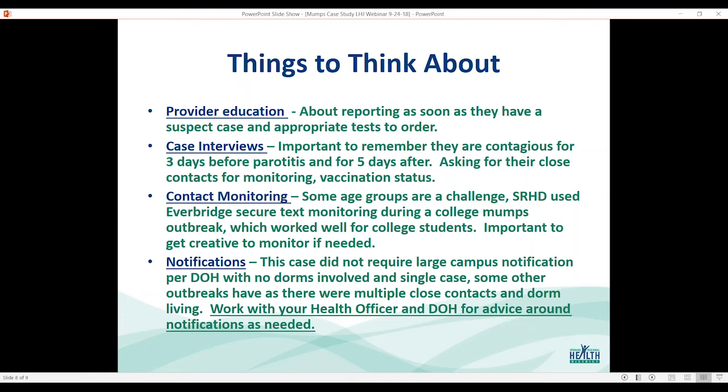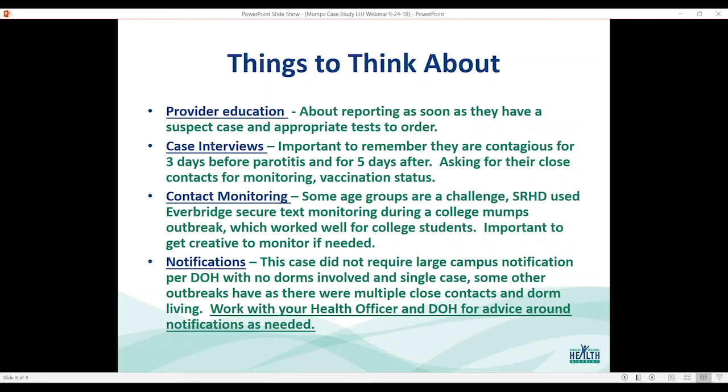So a few things to think about in relation to this situation in this case and mumps cases in general. Provider education is really important. So helping the providers understand why they should report as soon as they have a suspect case and the appropriate tests to order. Case interviews, it's important to remember that the patient is contagious for 3 days before parotitis and for 5 days after. And asking for their close contacts for monitoring is important, as well as what their vaccination status is. And if you find that close contacts are unvaccinated and susceptible, exclusion would be important.